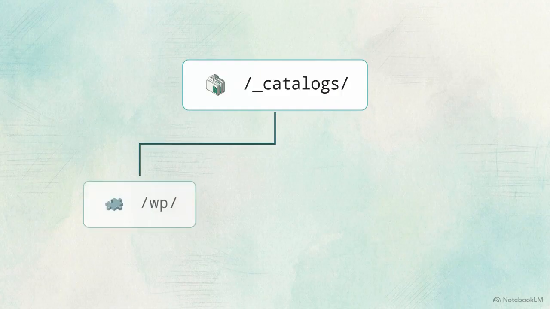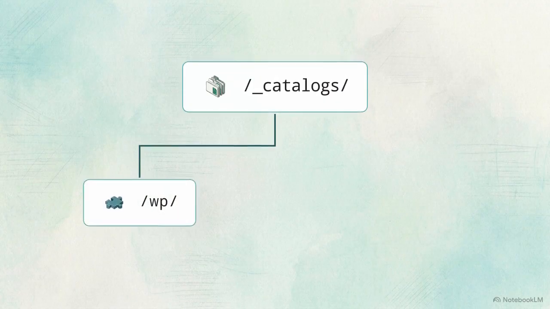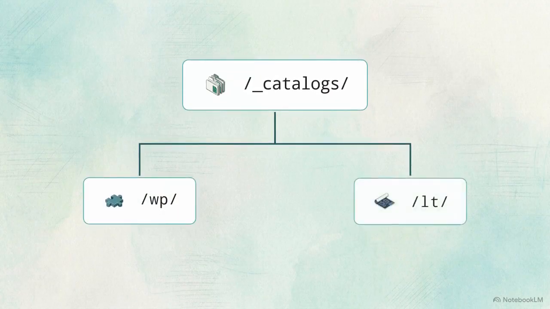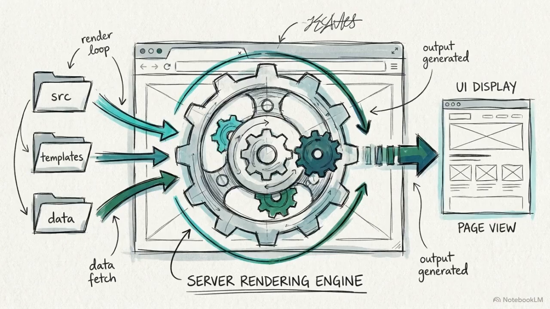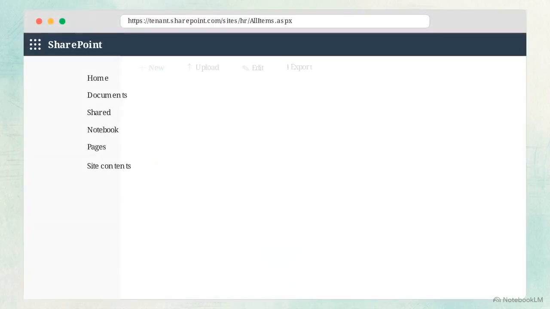Zooming into a single site node reveals a localized internal structure, the _catalogs directory. This repository stores modular building blocks like web parts under the WP folder and list templates under LT. Locating these assets provides access, but the server rendering engine adds another layer of control, functioning independently of the visual interface toggles.